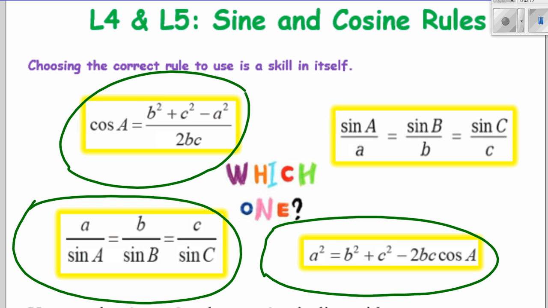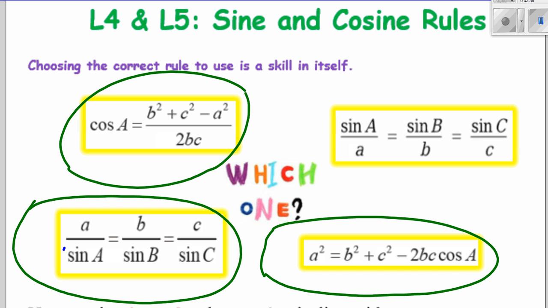So which of the two sine rules would you think would be easier to use if you're solving for an unknown length? Which one of the two versions of the sine rule? This one? Yeah, why this one?